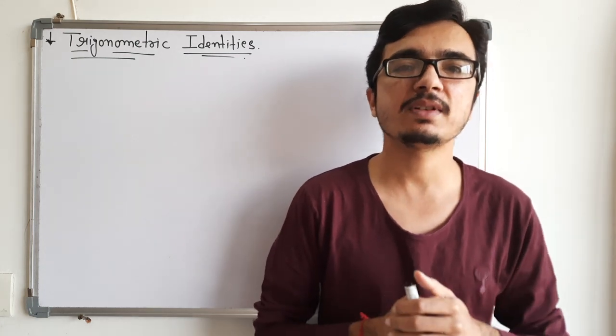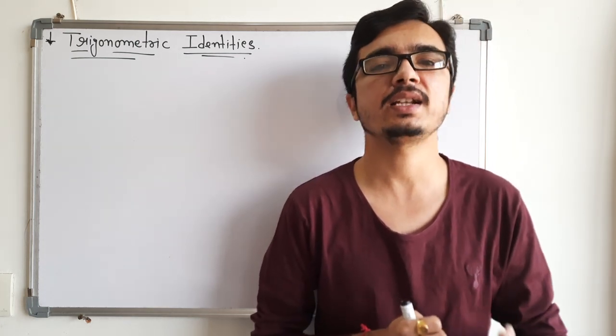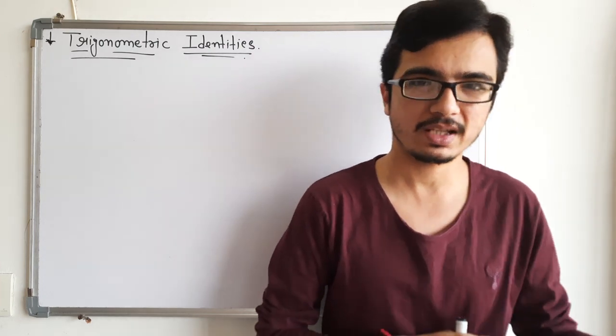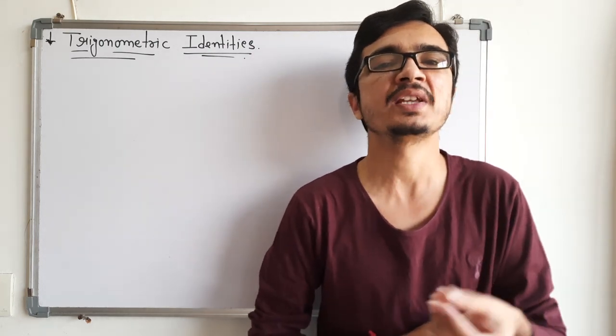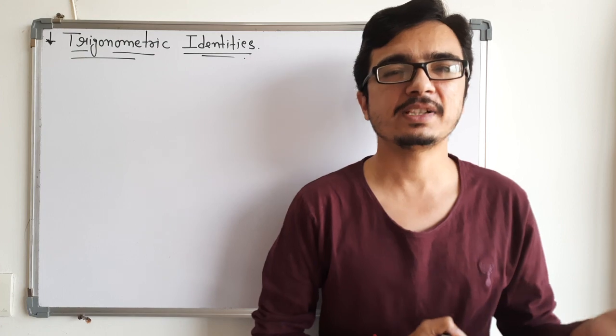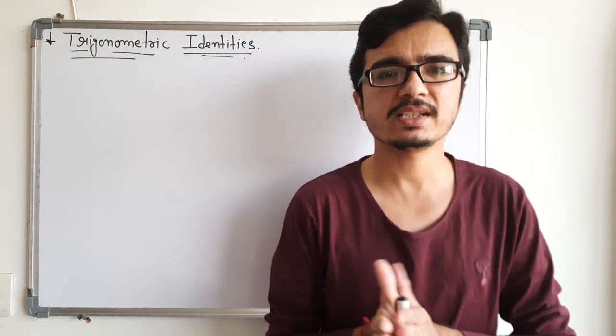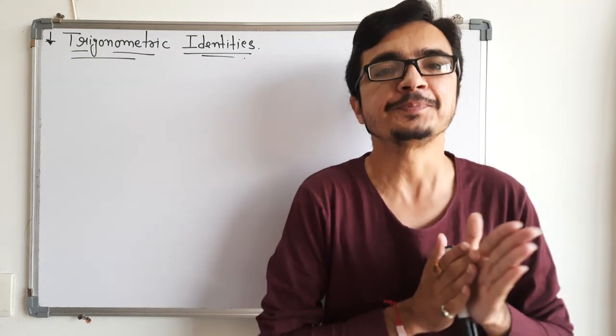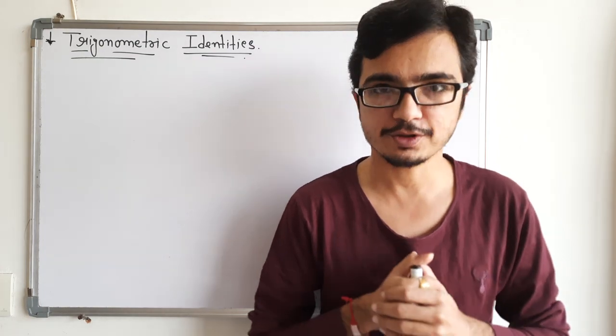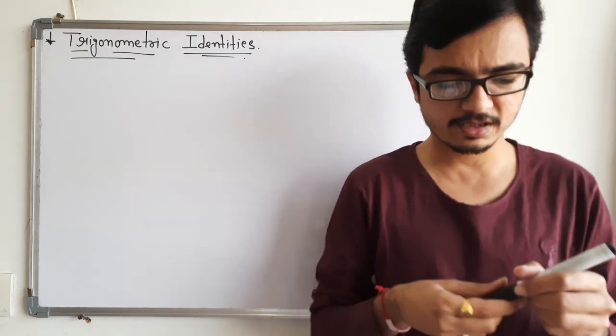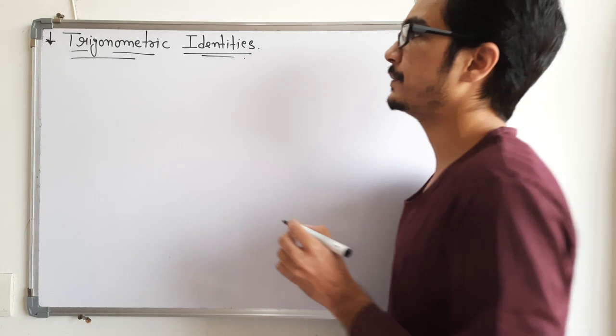As in algebra we used to study some identities like (a plus b) whole square, (a plus b) into (a minus b), (x plus a) into (x plus b), this kind of identities are here for the trigonometric ratios. So let's see which three identities are here.